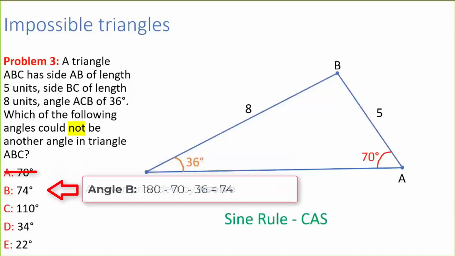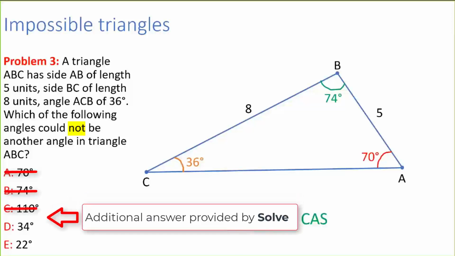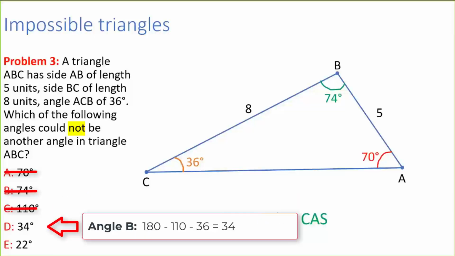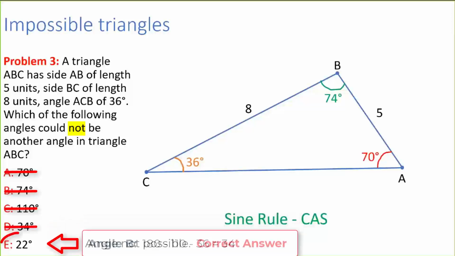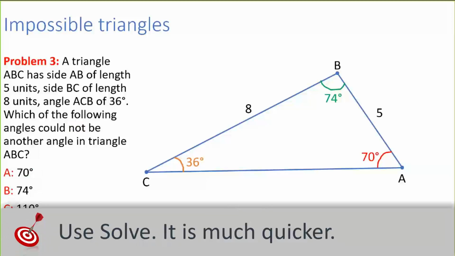Using the fact that we know the sum of internal angles of a triangle is 180, we can solve for that angle. So we definitely know that 36, 70, and 74 can be a part of that triangle. So what about the other three, 110, 34, and 22 degrees? So far, I'm pretty sure none of those can be part of that triangle, or can they?